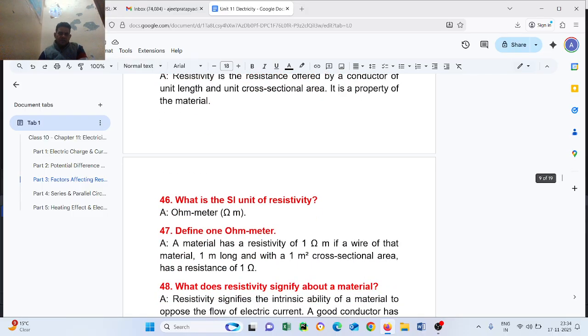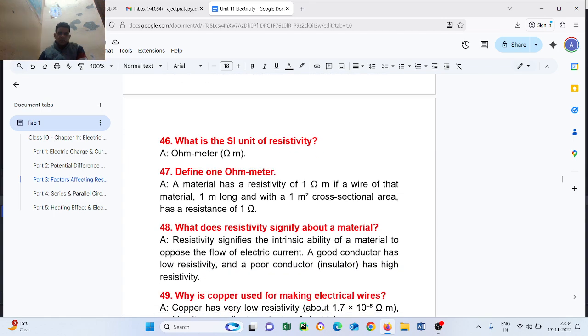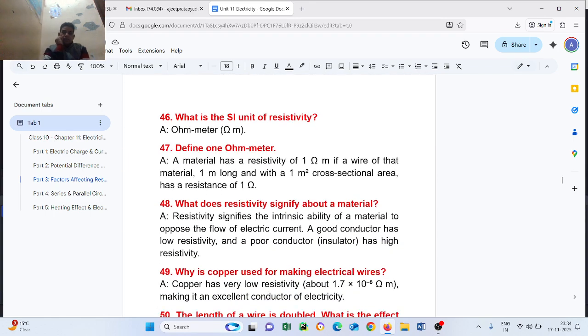Question number 46. What is the SI unit of resistivity? Ohm meter. Define 1 ohm meter. A material has a resistivity of 1 ohm meter if a wire of that material 1 meter long and with 1 meter square cross-sectional area has a resistance of 1 ohm.